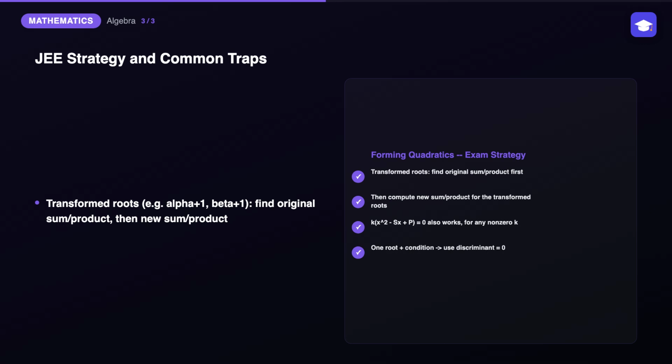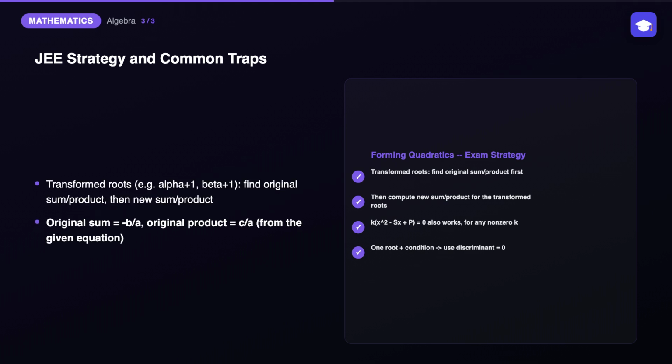A frequently tested trap involves forgetting that if the leading coefficient isn't required to be exactly 1, any constant multiple of x squared minus sum x plus product equals 0 is also a completely valid equation with the exact same two roots. So k times (x squared minus sum x plus product) equals 0 works for any non-zero k.